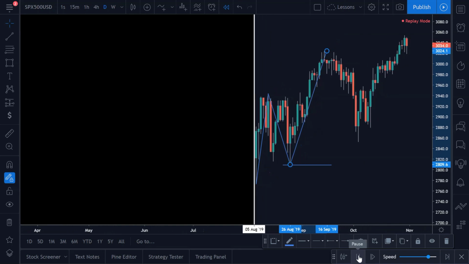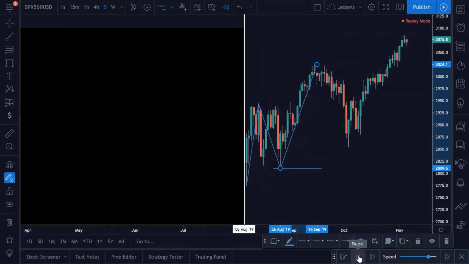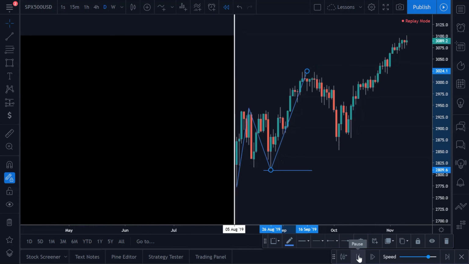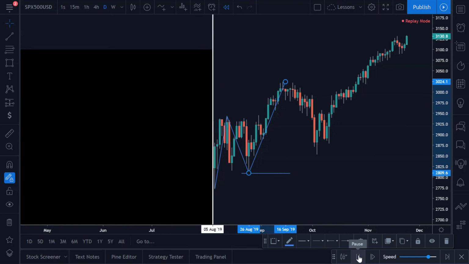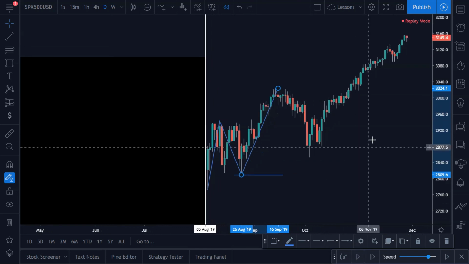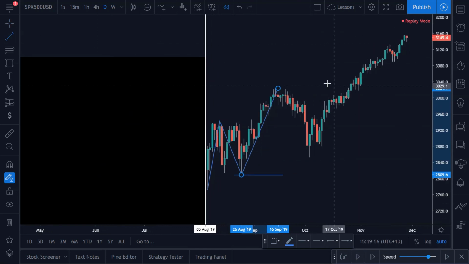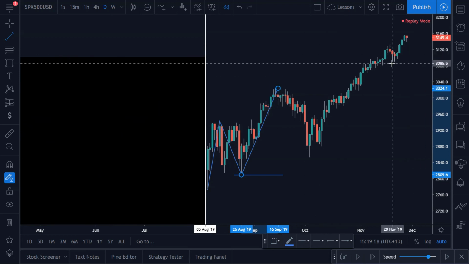And there we have it. We have a new impulsive move higher. We're waiting on a significant pullback. And then we can start drawing out our next low and high. I'd class that as a significant pullback. So it's 3 red candles in a row.